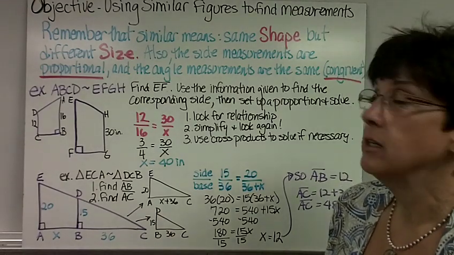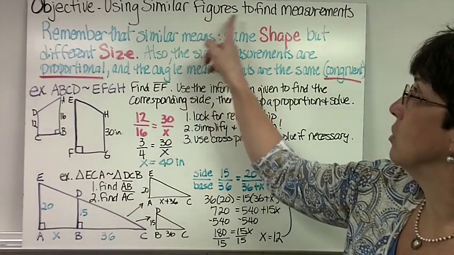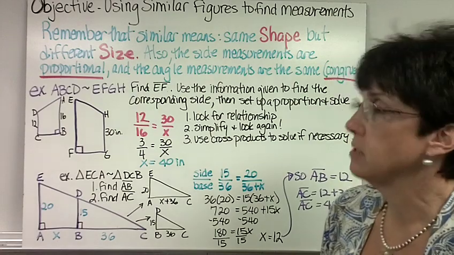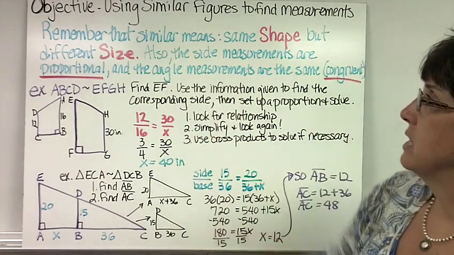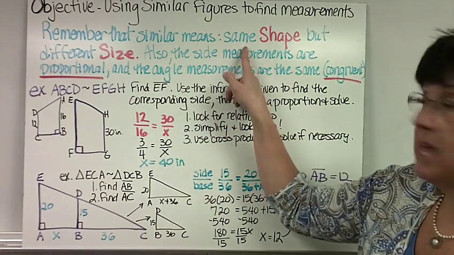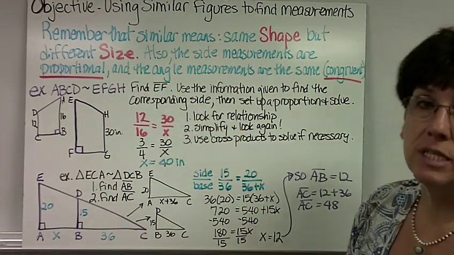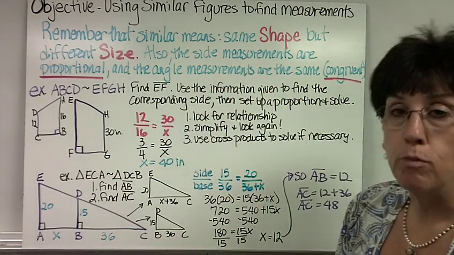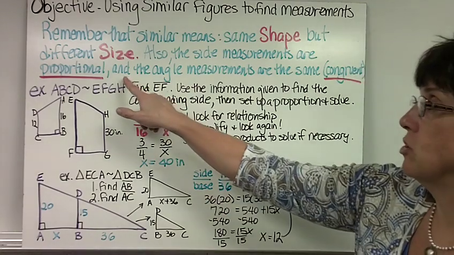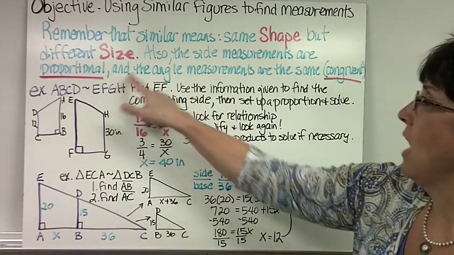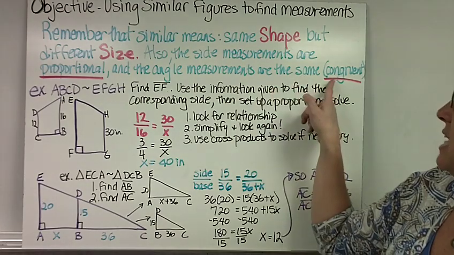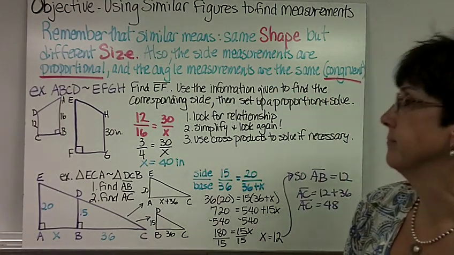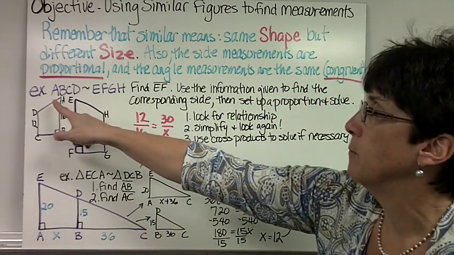Today's objective is using similar figures to find measurements. Remember that similar means the same shape but different size. Also, the side measurements are proportional, which means you can use proportions to solve them, and the angle measurements are the same, congruent. So here's our example.